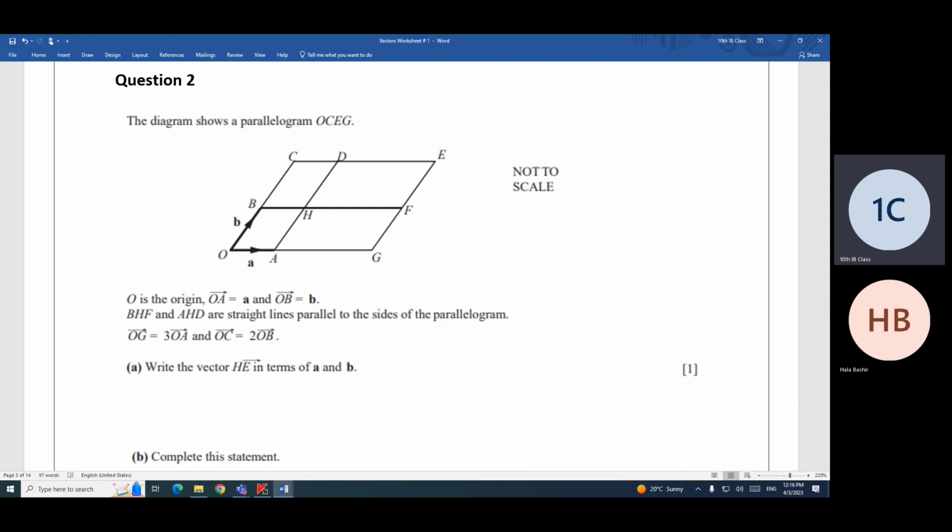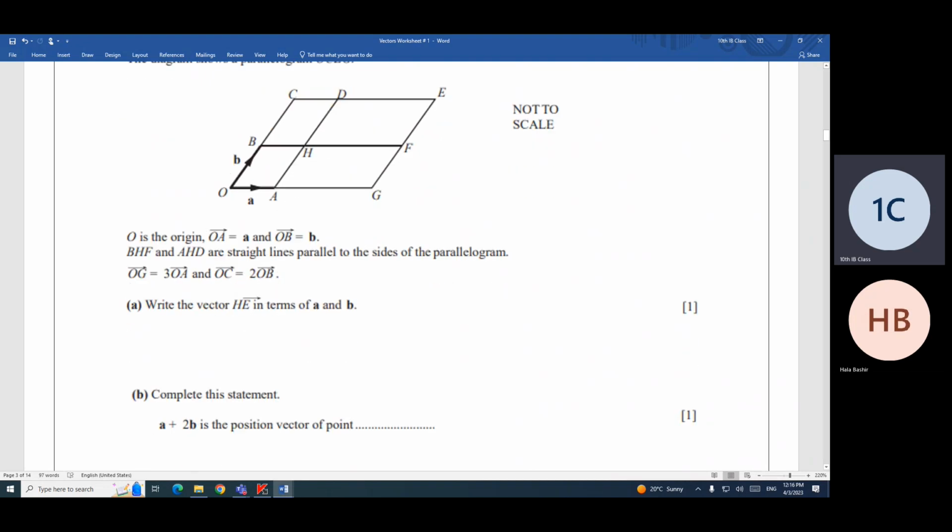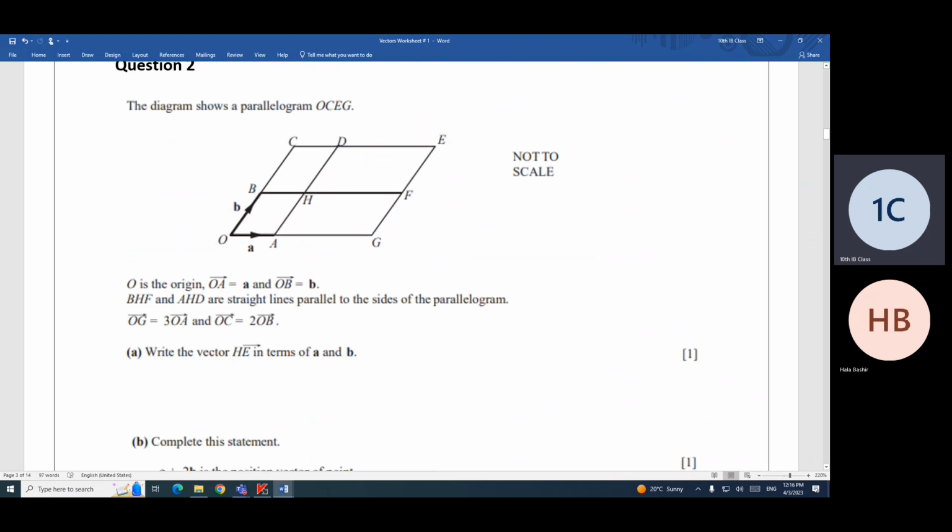Always when we say OA, OB, OC, OD, what do we call them? Position vectors. OA is the position vector of A, OD is the position vector of D. Is that clear? OA is given as an expression of a, and it is shown on the diagram. OB is given as an expression of b.